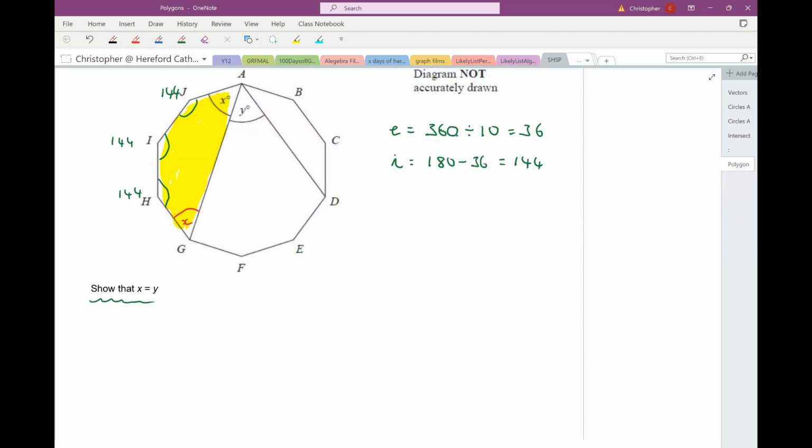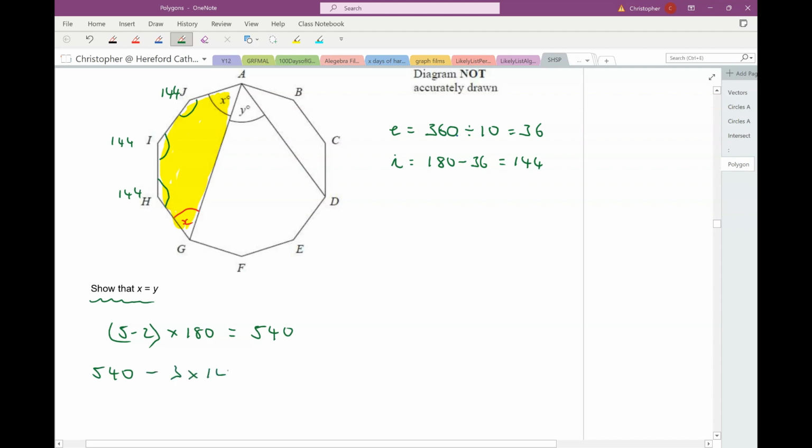So the yellow shape has a total number of degrees: the number of sides minus 2, times 180. Its total number of degrees is 540. And so x is going to be 540 minus those 3 144s, and then I'll divide that by 2 to find x. Right, bit of calculator action. And I find that x is 54.